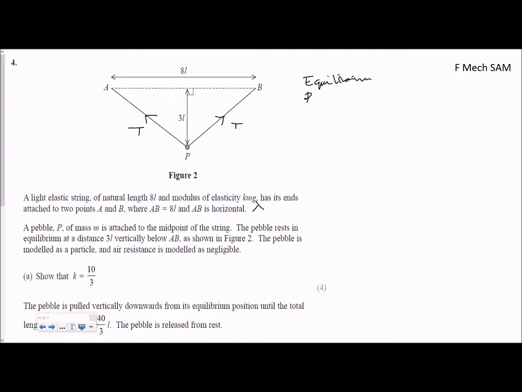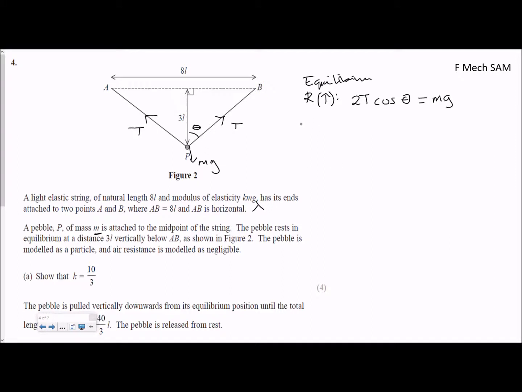So if we resolve vertically, we first have to define an angle here. I'm going to call that angle theta. So in the upwards direction, I've got two lots of tension cos theta, and acting downwards, I've just got the mass of the pebble times gravity, so its weight is mg.